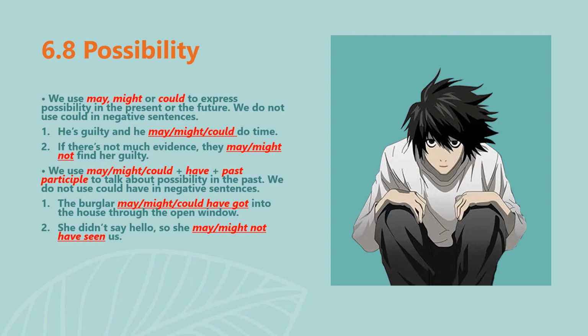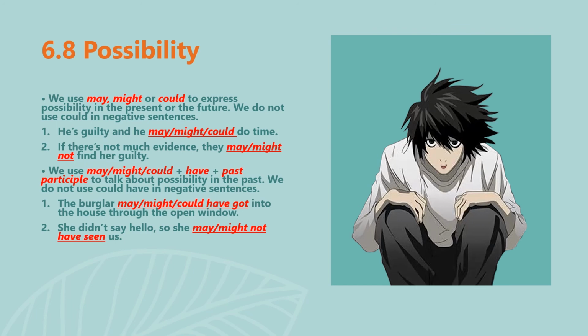The burglar may have got into the house through the open window. The two other forms are the burglar might have got into the house through the open window, or the burglar could have got into the house through the open window. Okay, tiga perkataan. May, might or could, have, and then a past participle verb. In this case, got.